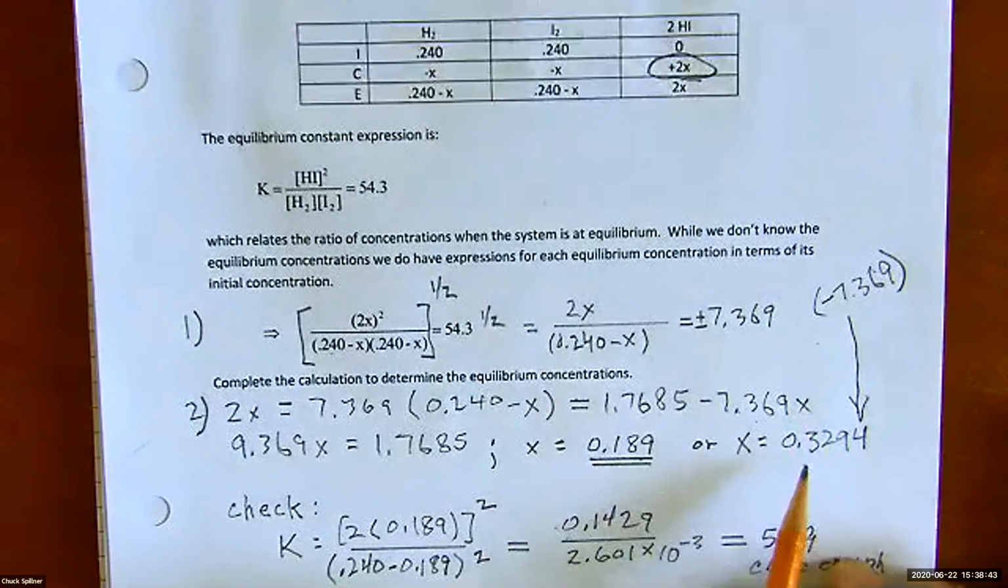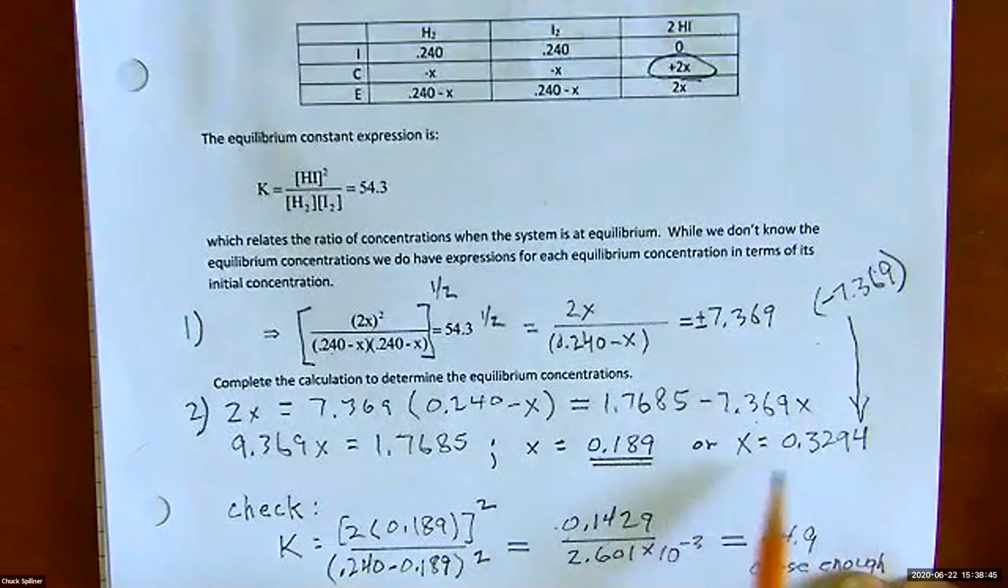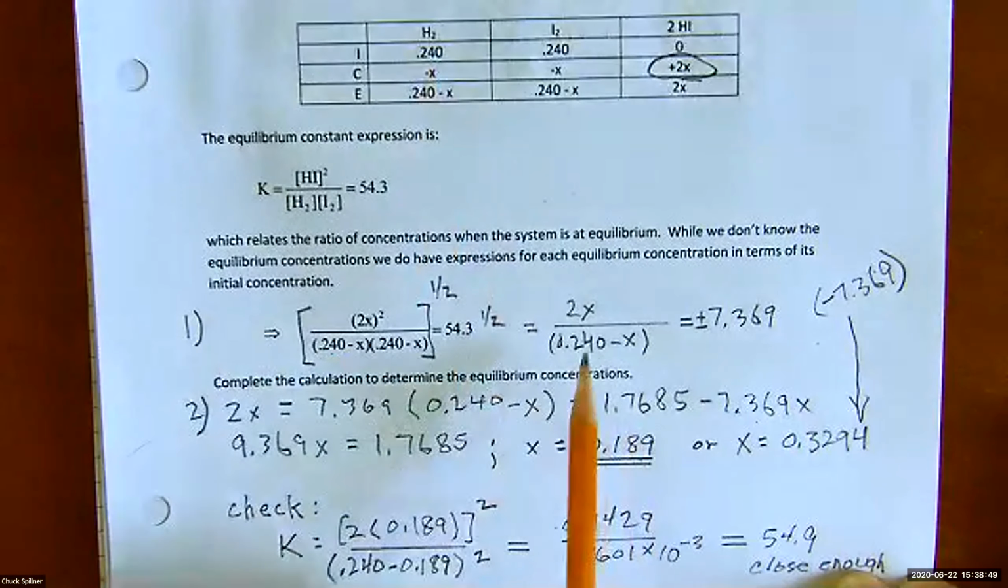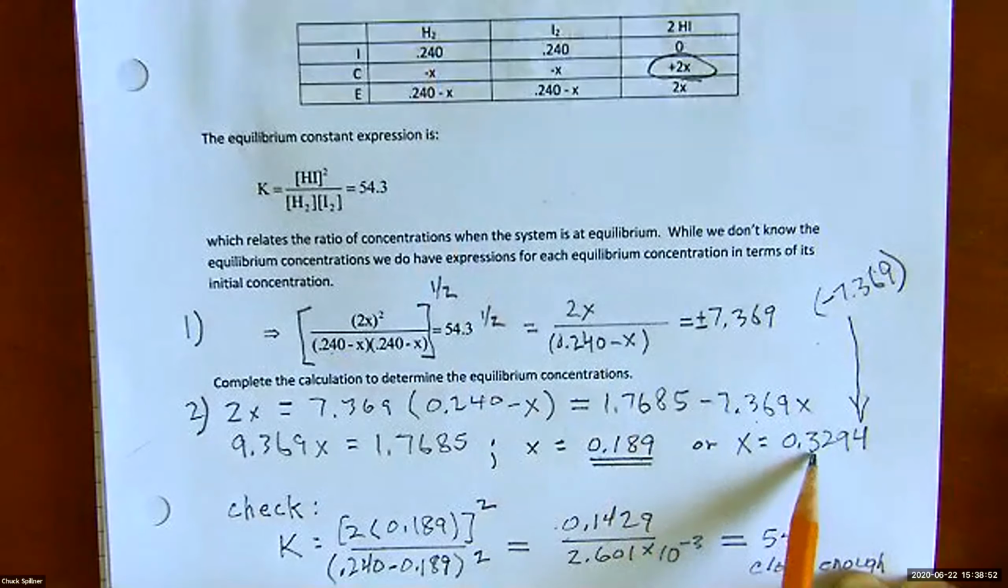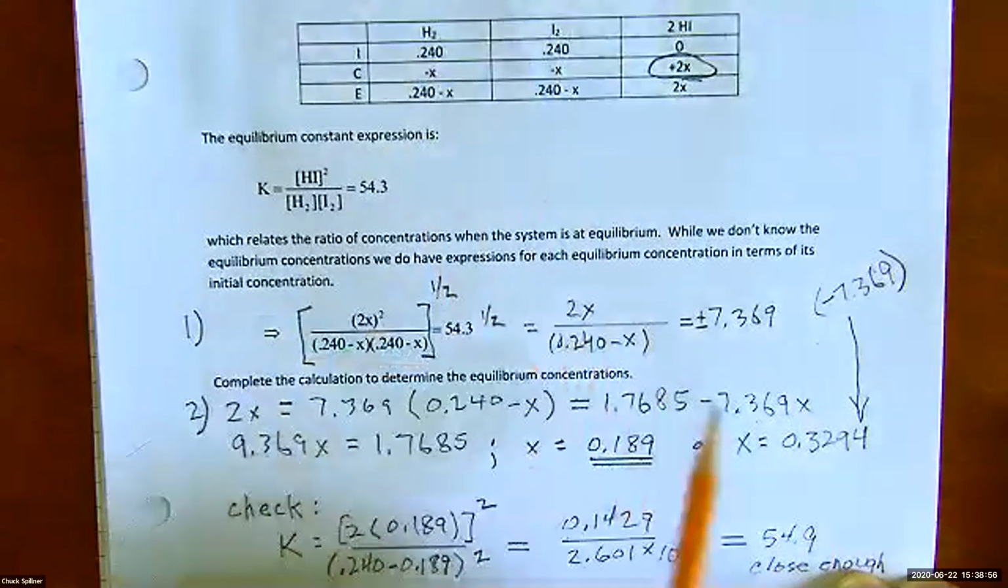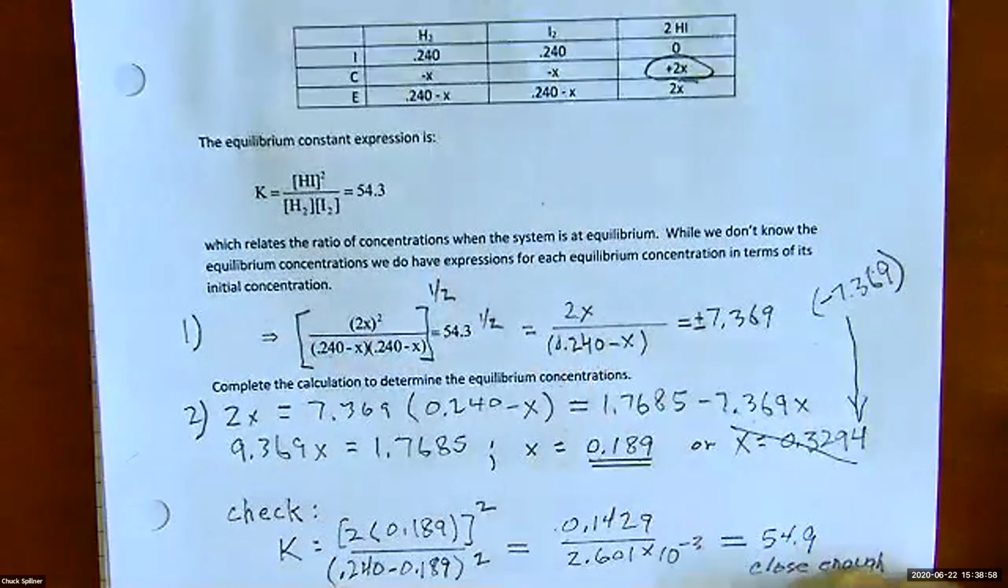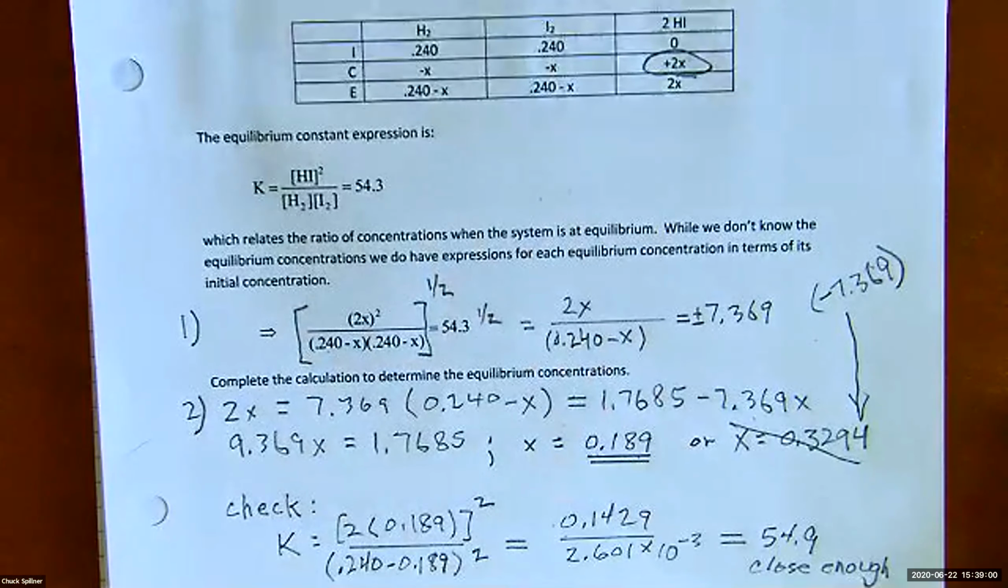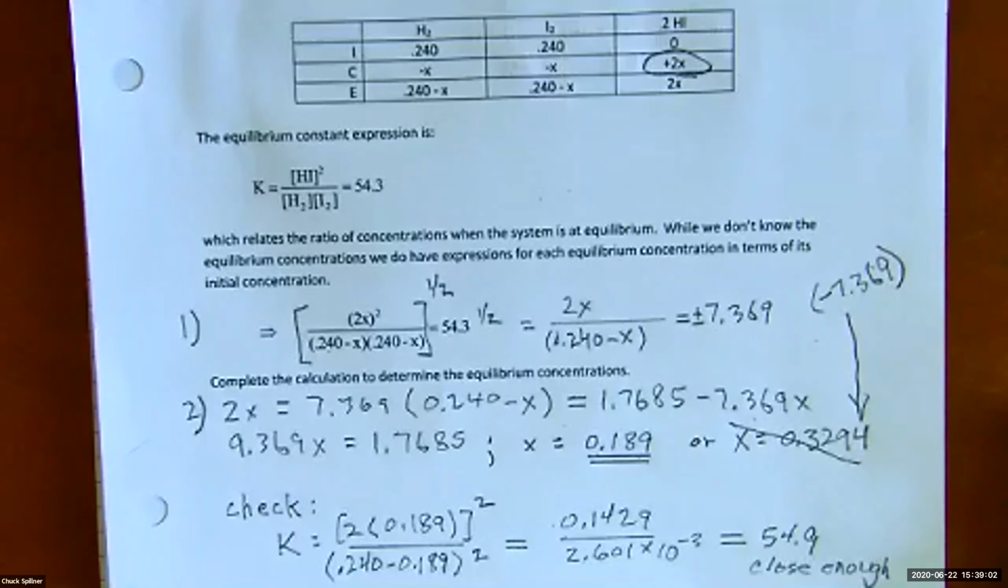Okay. Now let's inspect these two answers. We have 0.189. Okay, that looks reasonable. That could work. We also have x equals 0.3294. Well, 0.3294 is greater than what we started with, so that clearly is not possible. So we can cross that out.